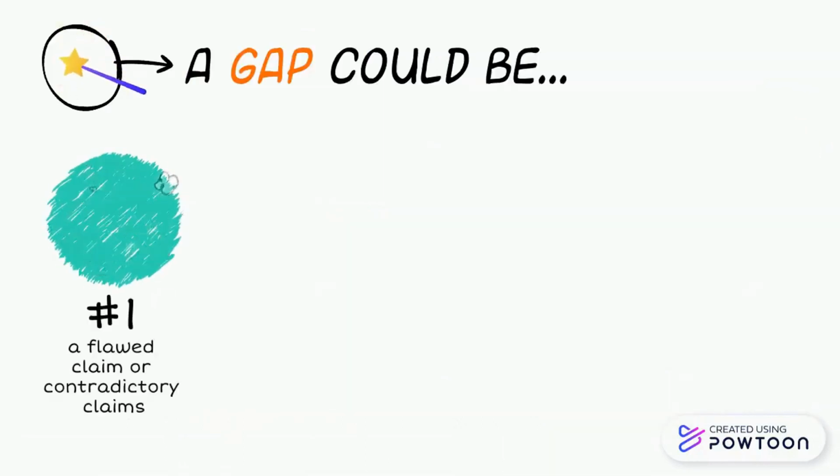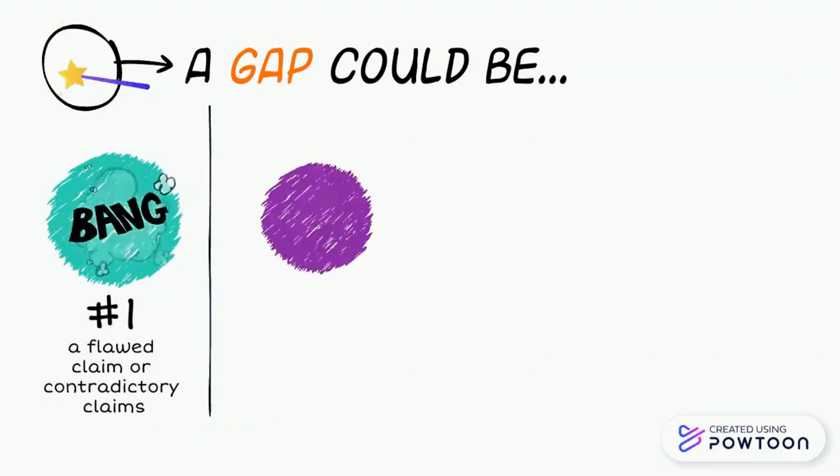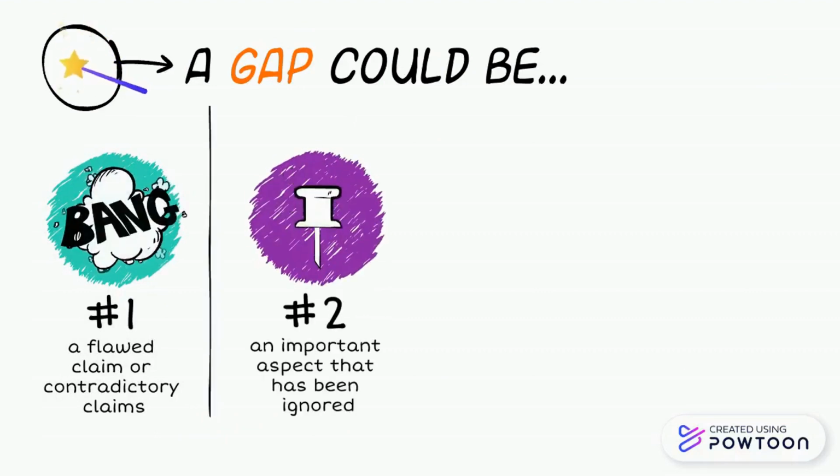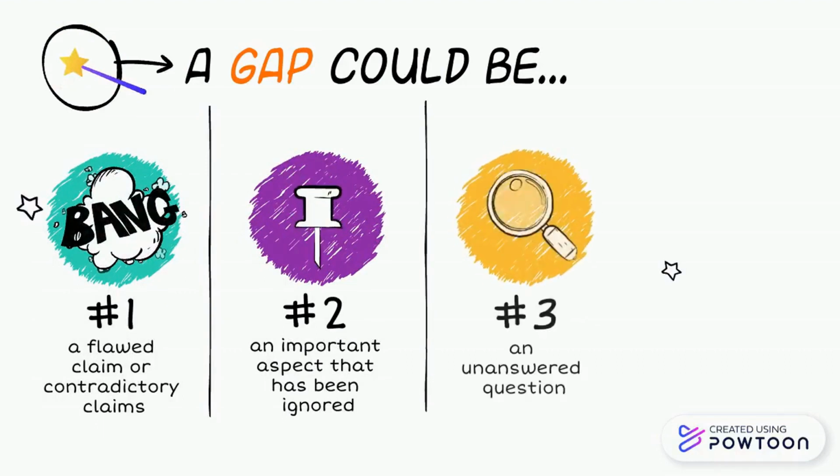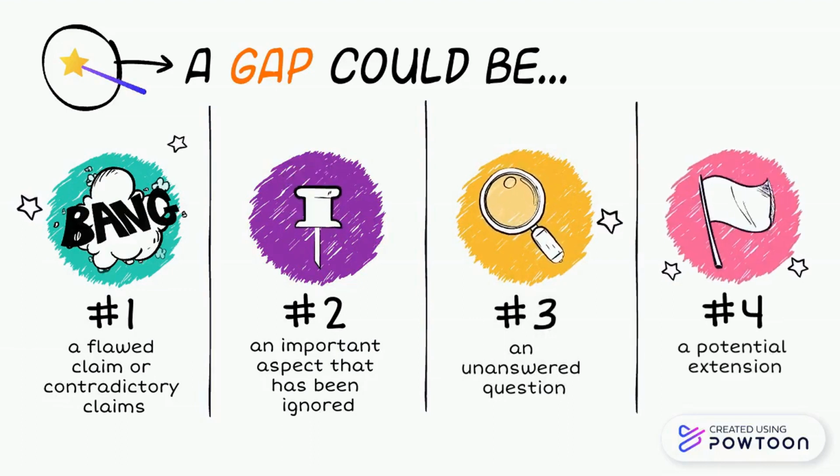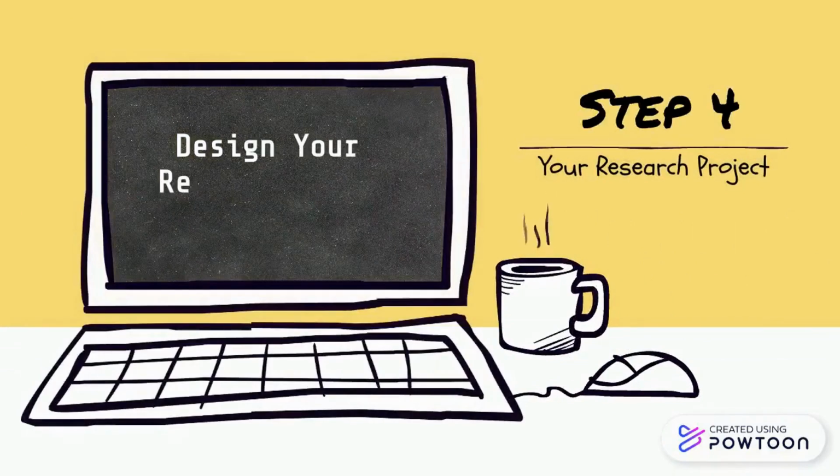One or more of these ideas could include a potentially mistaken claim or contradictory claims from the previous studies, a gap in the field, which could be understood as an important aspect of the research area that has been ignored, a question where existing research is unclear about, and a potential extension of work to add more information on the topic. Once the research questions have been developed, the next step is to design your questionnaire so that you can collect data for your topic.